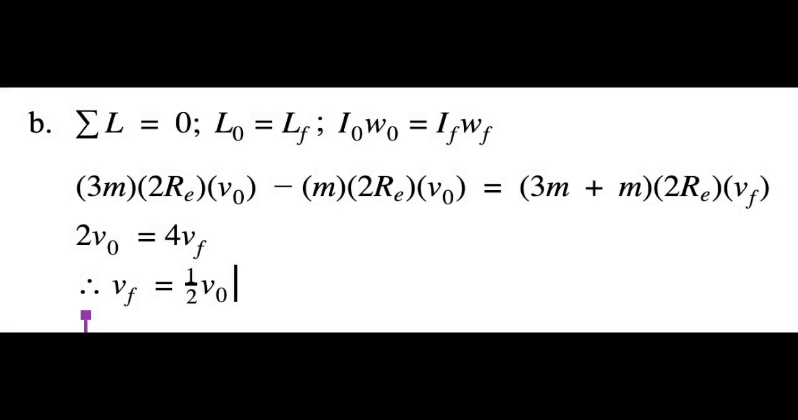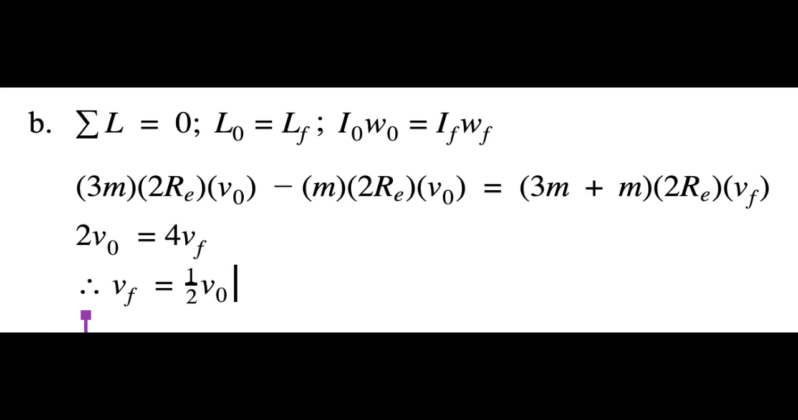So part B asks us to assume the satellites collide head-on and stick together. This tells us that this collision is perfectly inelastic. And furthermore, we're going to use conservation of angular momentum to solve for the final velocity of the combined mass after the collision. So since we can assume that these are point masses, the angular momentum of each individual satellite is equal to mvr, where m is the mass of the individual satellites.